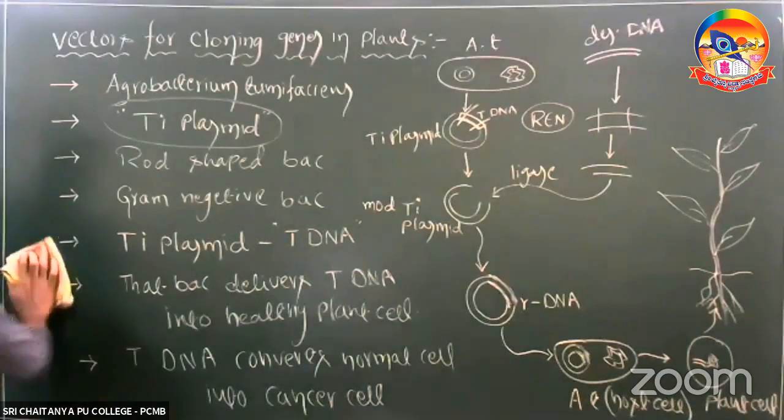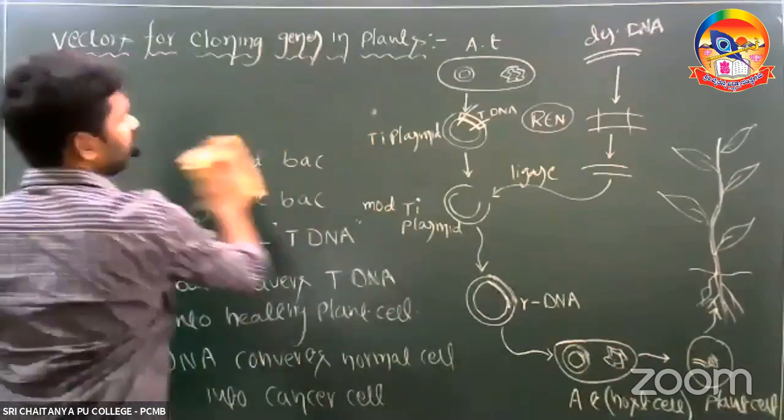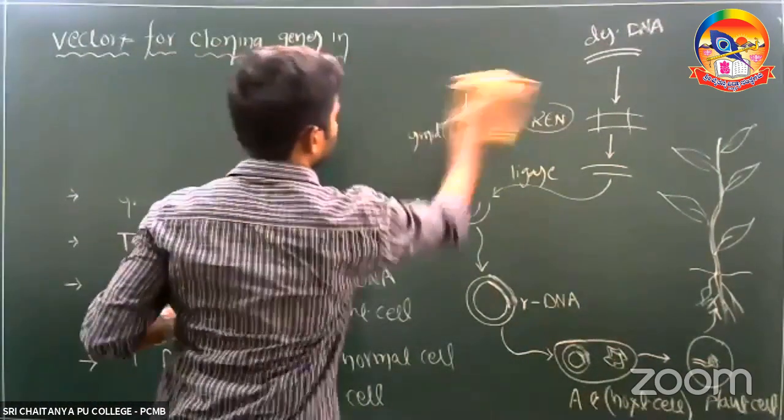Right. So now come to another one. Vectors for cloning genes in animals.